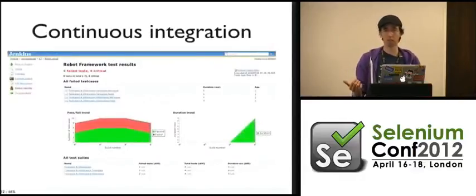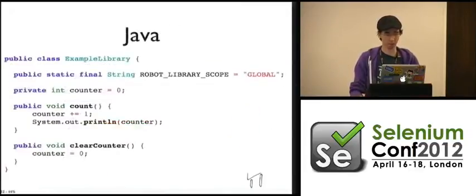There's a Jenkins plugin that's really useful and draws graphs of how your tests perform.